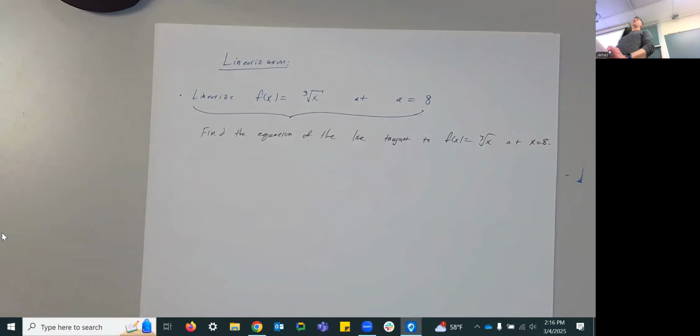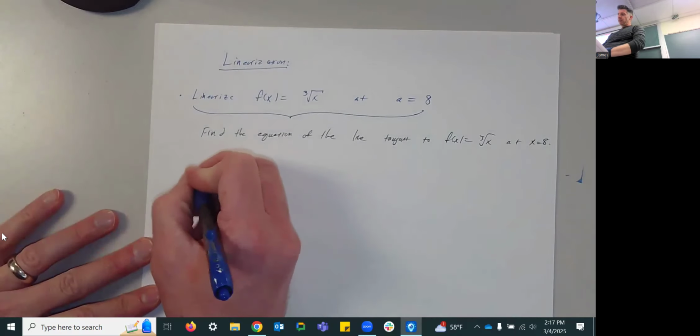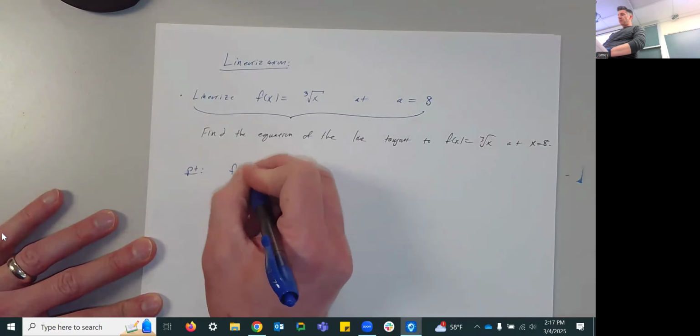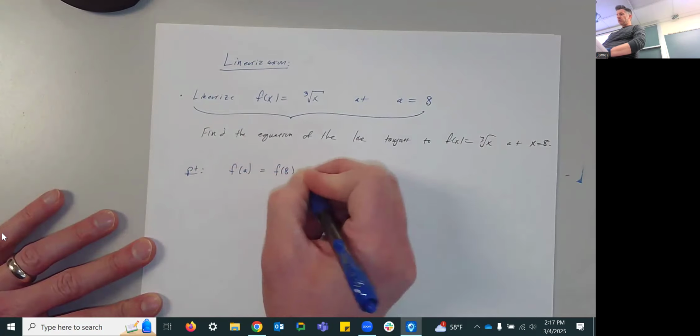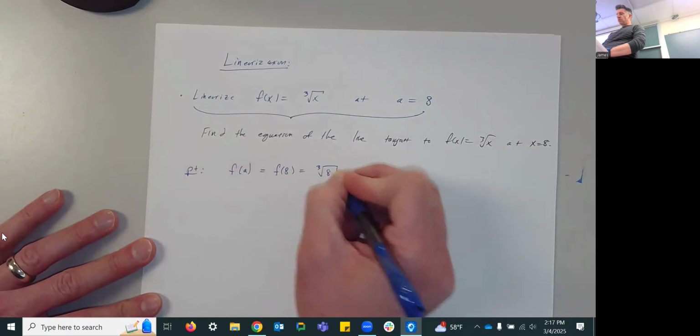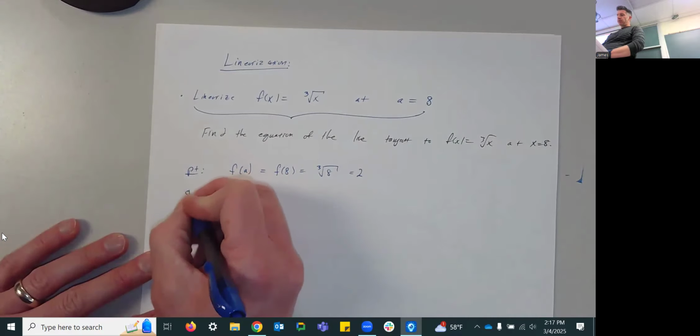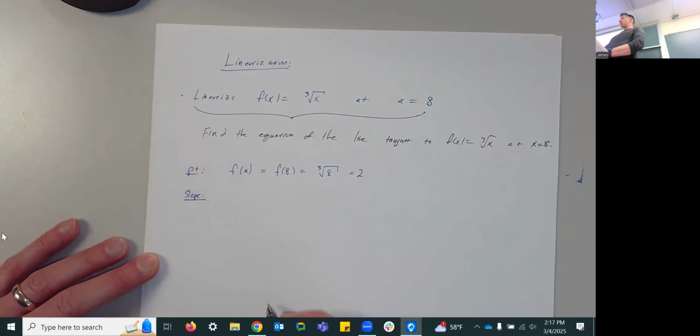Now, sometimes you're not given all that information, but we'll get there in a second. So to find the linearization, we need 2 pieces of information. We need a point and a slope. The point we're going to find by plugging into the function value. So our f of a, f of 8, is the cube root of 8, which is 2. The point you're linearizing at should be a numerical value that is comparatively easy to plug in. And then we need the slope. The slope is going to be the derivative.